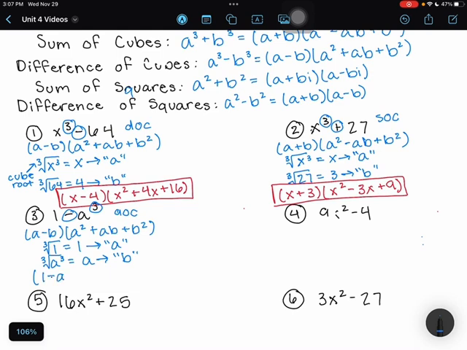Let me switch my color again here so it's obvious. 1 minus a times 1 squared, which is just 1, plus a squared.